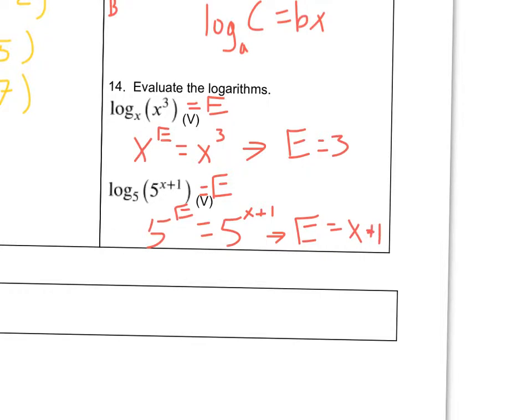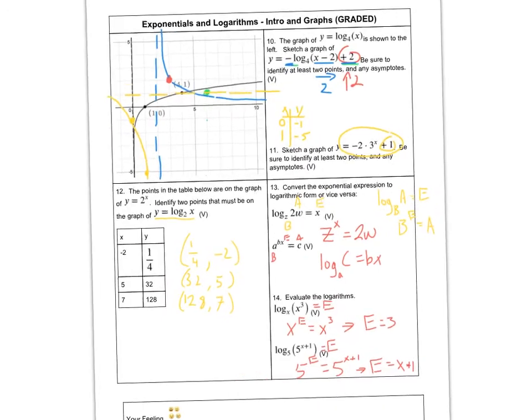In both of these cases, we're using the fact that these are inverses of each other, and that if you use log of the same base, you undo the exponential expression. We haven't talked about that from the algebraic perspective, but we can kind of see that happen when we do problems like this.